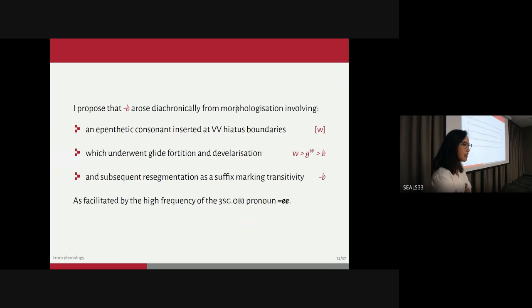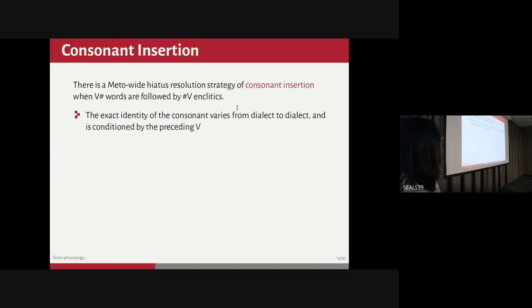Firstly, an epenthetic consonant was inserted at a vowel-hiatus-vowel sequence. This is going to be a W, a semi-glide insertion. It underwent glide fortition and develarization. It became a gw, and then that became a b, and then this epenthetic consonant was reanalyzed and resegmented as a morphological suffix rather than being phonological. So this is the phonology to morphology transition. And the triggering factor for this was the high frequency of a third singular object pronoun a, right?